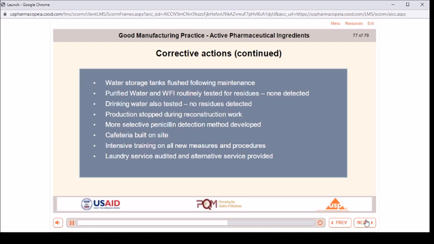3. A cafeteria was built on-site for staff such that they did not have to share lunch facilities with the beta-lactam company employees. 4. A significant level of staff training was undertaken to ensure that the new measures and procedures were understood. 5. The laundry service was audited, and as a result, an alternative service was provided by the same company, with dedicated washing machines and handling of clean laundry.